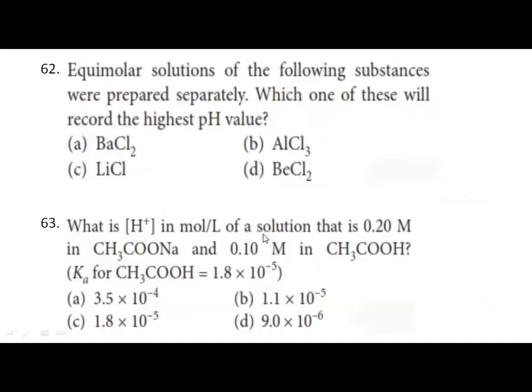Next, equimolar solutions of the following substances were prepared separately. Which one of these will record the highest pH value? Barium chloride, aluminum chloride, lithium chloride, and beryllium chloride. Okay, what they have said, equimolar solutions. So look at barium chloride, BaCl2.